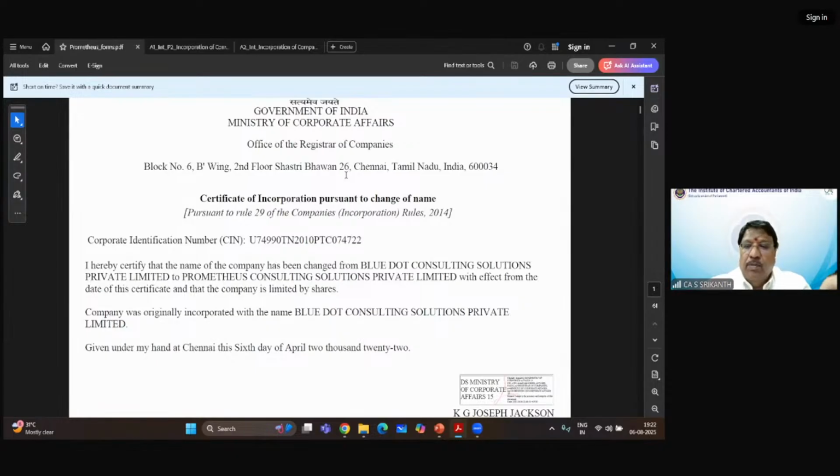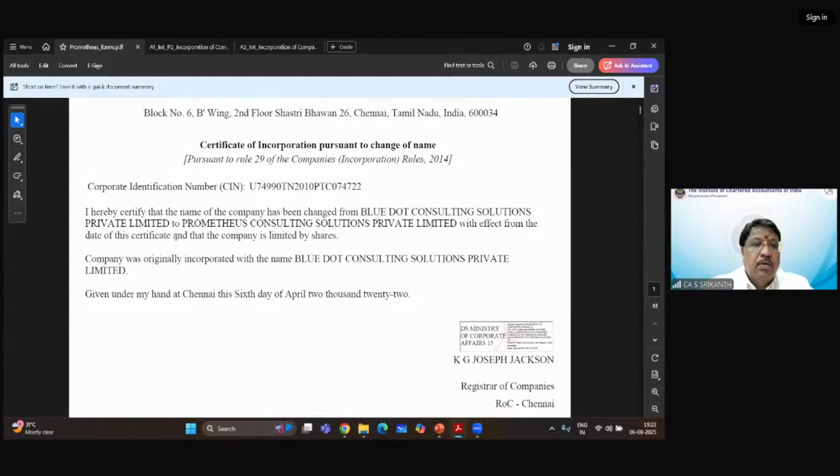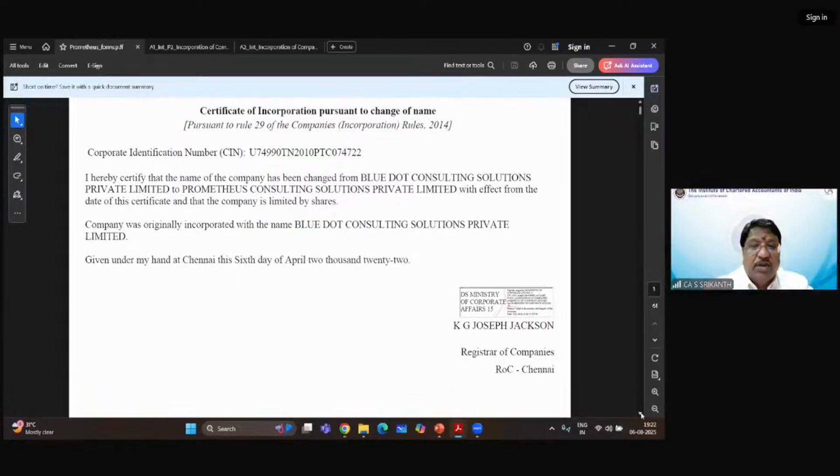I just wanted to show you a real document. It is digitally signed by Mr. Joseph Jackson, Registrar of Companies. I hereby certify that the name of the company has been changed from Blue Dot Consulting to Prometheus Consulting Solutions Private Limited, with effect from the date of this certificate, and that the company is limited by shares. The company was originally incorporated with the old name. This just shows how alteration of name works.